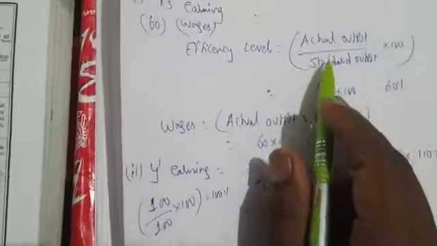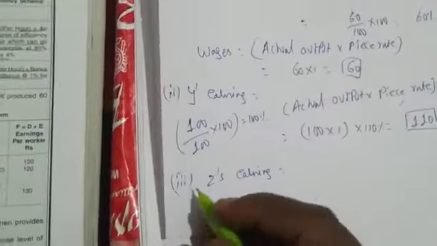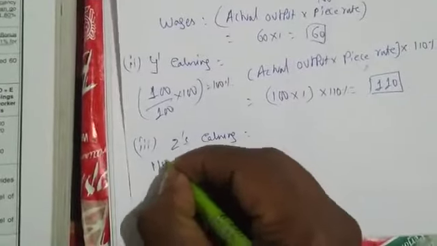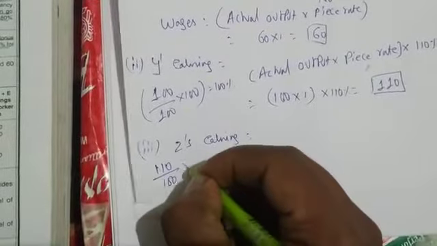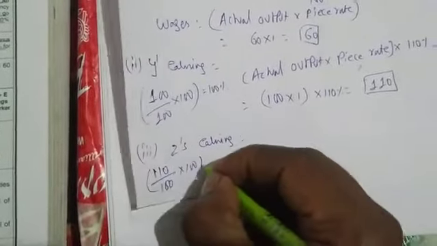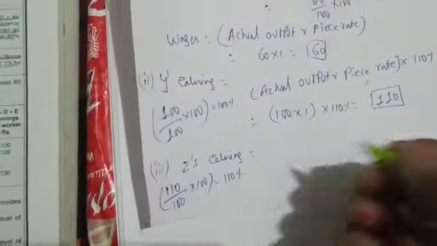Roman number 3. Z's earning. Formula we know, right? Actual output by standard output into 100 efficiency level. So he produced 110 units divided by 100 into 100. So we'll get how much percent? 110%. You do calculation, you'll get 110%. What he says? Above 100%. What we have to give? Actual output into piece rate into 120%.